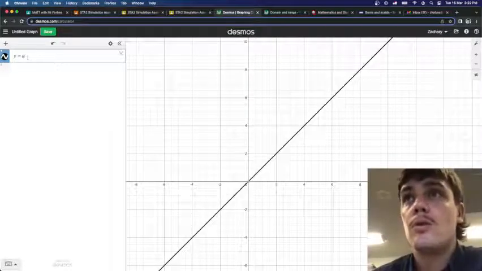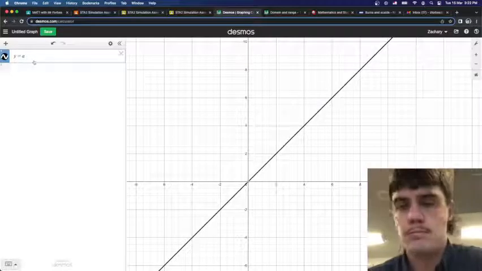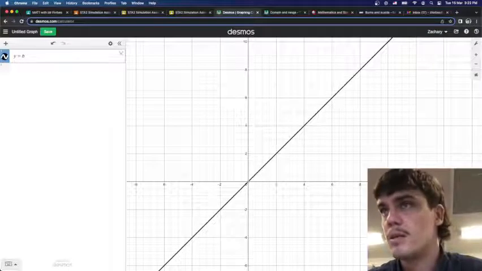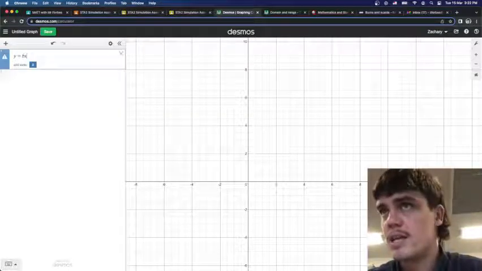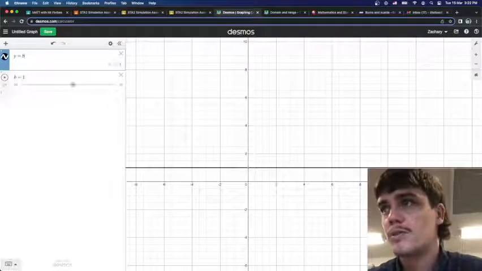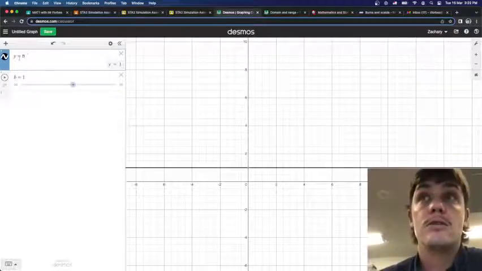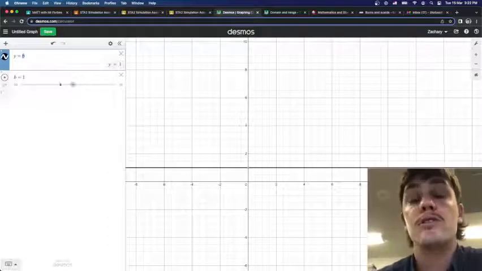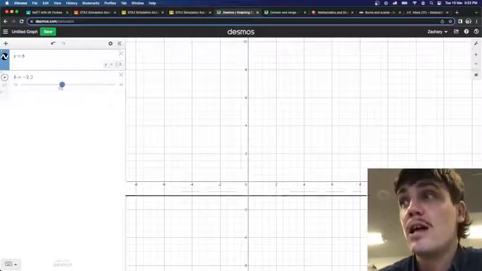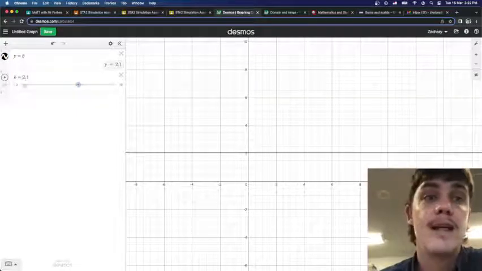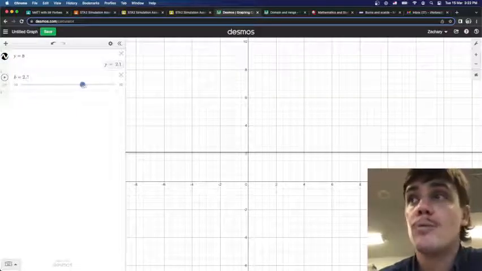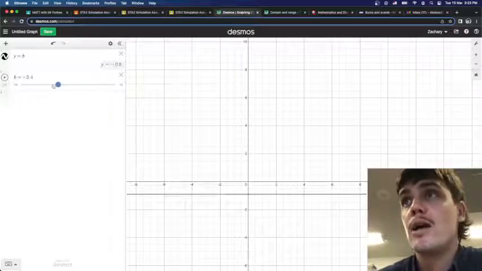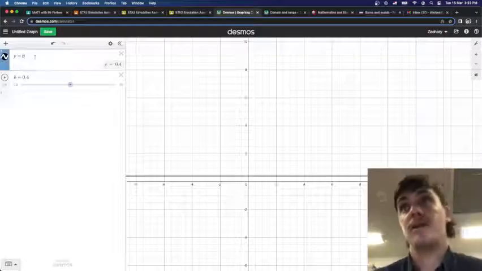I'm going to call this one y equals a. Why is that going diagonal? That shouldn't be. y equals b. It's doing it as if there's an x there, but I don't want an x. Okay. So you can add in sliders. If you add in any letter that's not a y or an x, it will ask you if you want to make it a slider. A slider means you can input different values for what this is, and it will move the line around for you. So any possible y equals line I can manipulate with this slider.